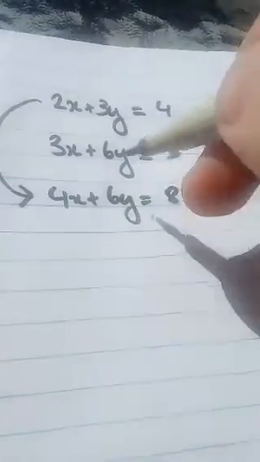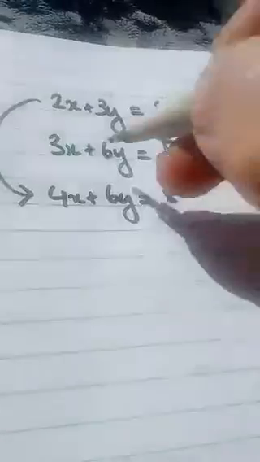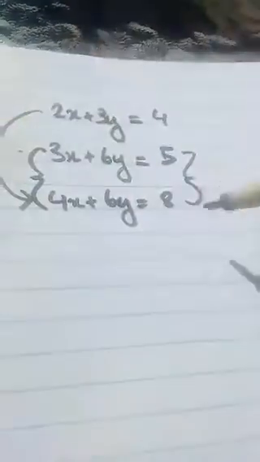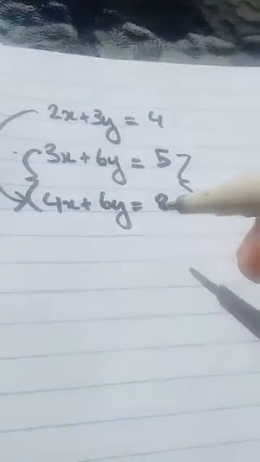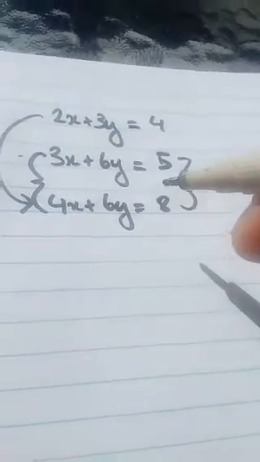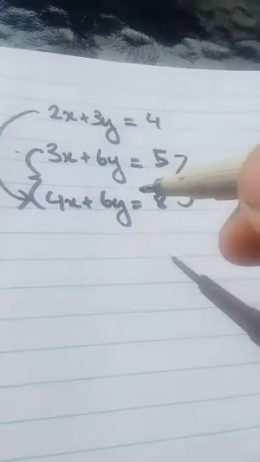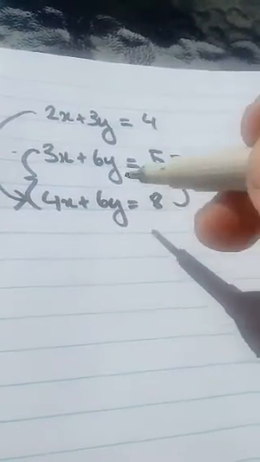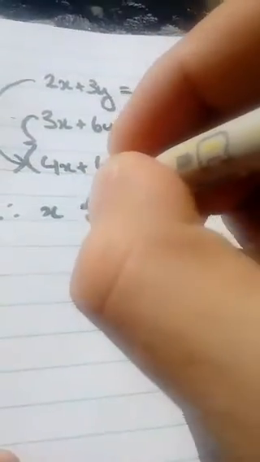But now look, we have 6y and 6y in these equations. So now we can take this equation away from this equation. 4x minus 3x is x, plus 0, because 6y minus 6y was 0, equals 3. Therefore x equals 3.